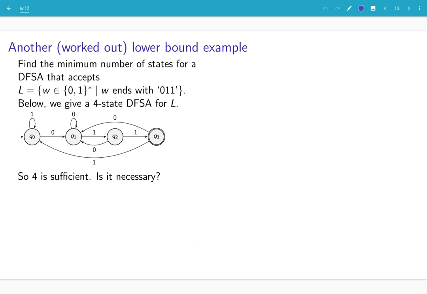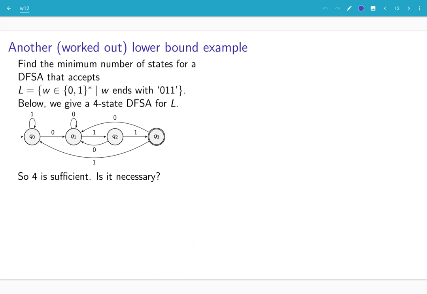So you might recognize this DFSA from a quiz, I think the week before last week. This DFSA recognizes strings that end in 0, 1, 1. It's a four-state DFSA, and we came up with this, and we believe now that 4 is actually the minimum. So we believe this is an optimal DFSA. So 4 is sufficient. Can we prove that it's necessary?